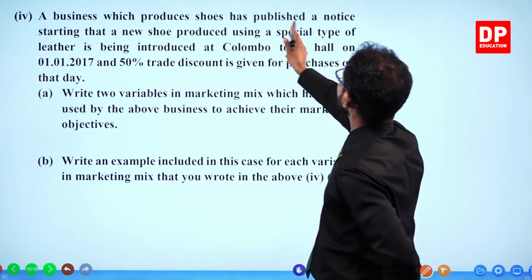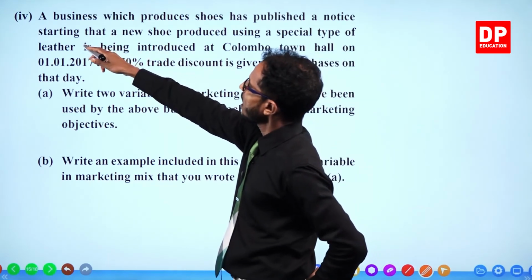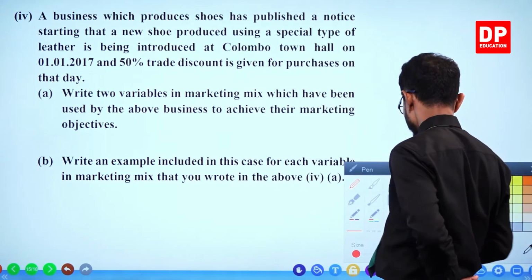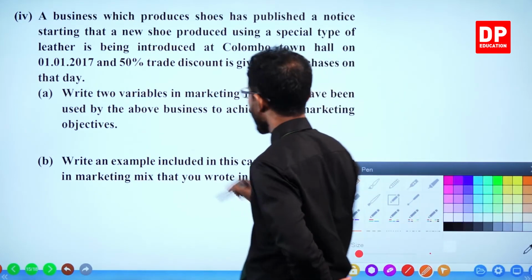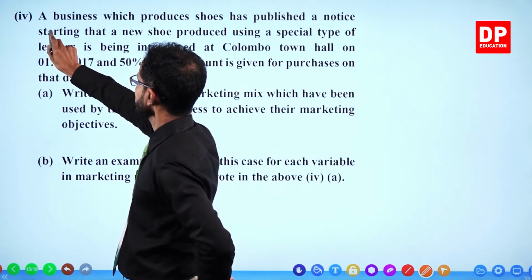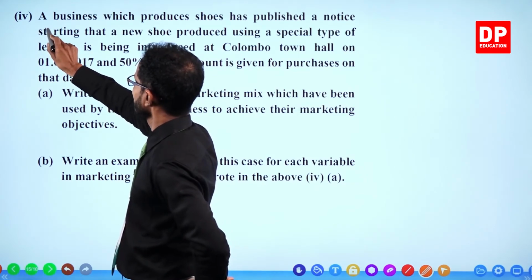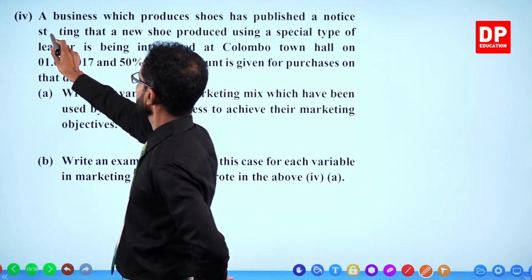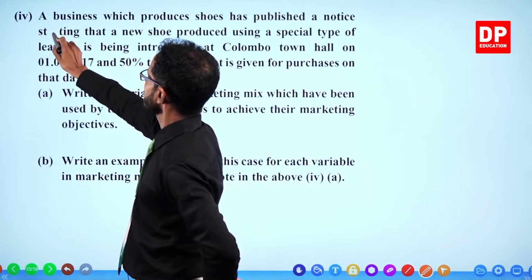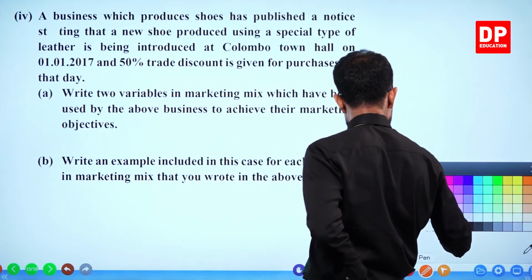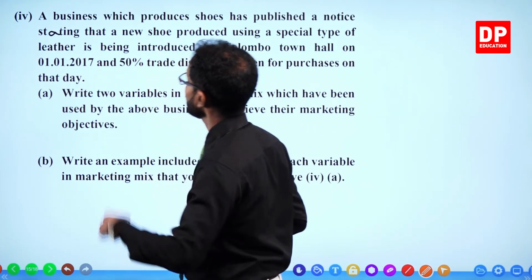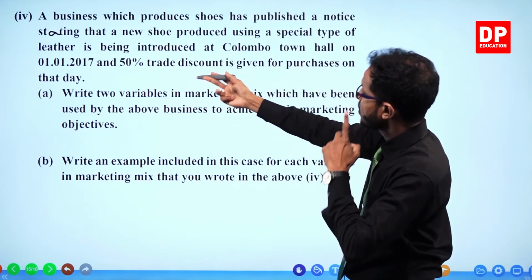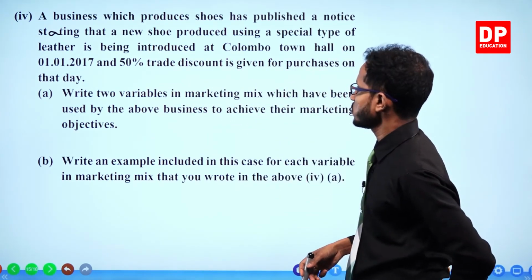A business which produces shoes has published a notice stating that a new shoe produced using a special type of leather is being introduced at Colombo Town Hall on 1st January 2017.